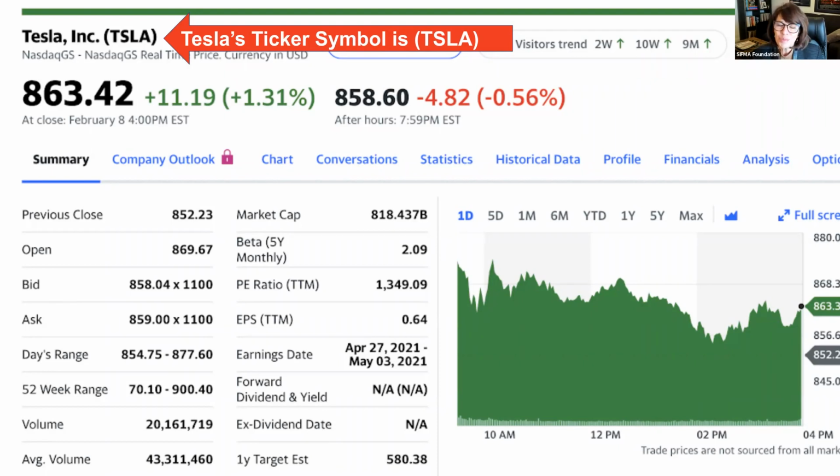One thing to remember to make sure you're using those two exchanges is that if it's 1, 2, or 3 letters, it shows up on the New York Stock Exchange. If it's 4 letters, it's on NASDAQ. And the companies that are on NASDAQ tend to be more the technology-oriented ones.